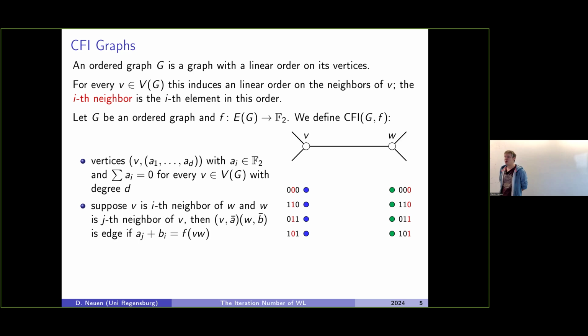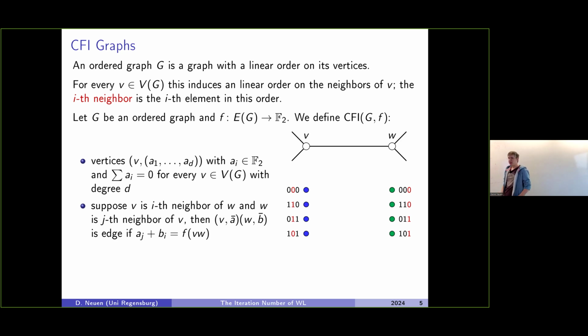Now we can describe the CFI graph over this ordered base graph G, together with the function f that maps edges to elements of the 2-element field F2. The CFI graph is defined as follows. We have vertices of the form (v, a1, ..., ad), where these ai are elements of the 2-element field and they sum up to 0 over F2. We do this for every vertex v of G, where d is the degree of the vertex. If I have a vertex of degree 3, as in the picture, then I consider these 3-tuples. I have 4 vertices: the 0,0,0 tuple, the 1,1,0 tuple, the 0,1,1 tuple, and the 1,0,1 tuple. These are all tuples over F2 that sum up to 0.